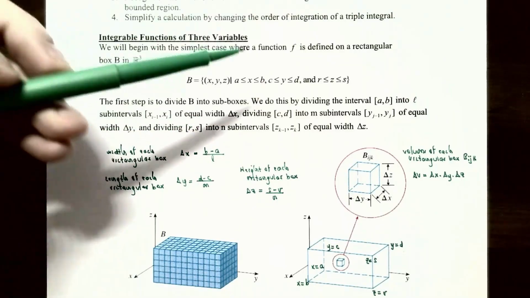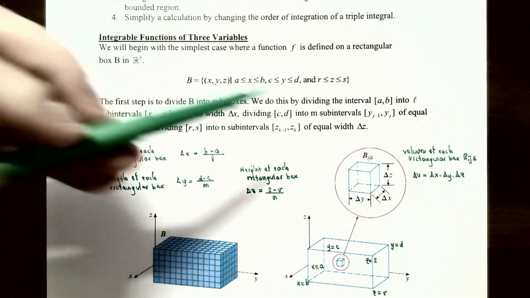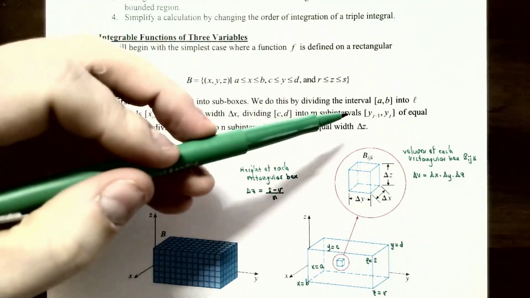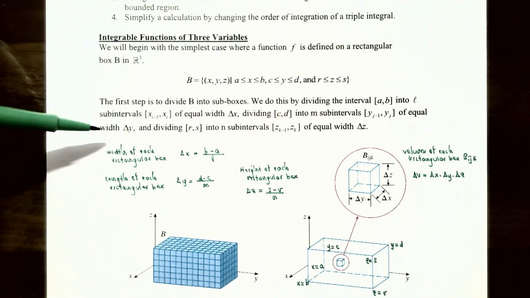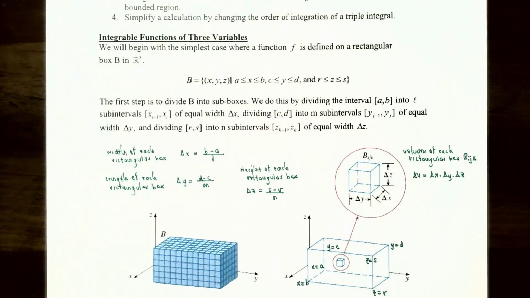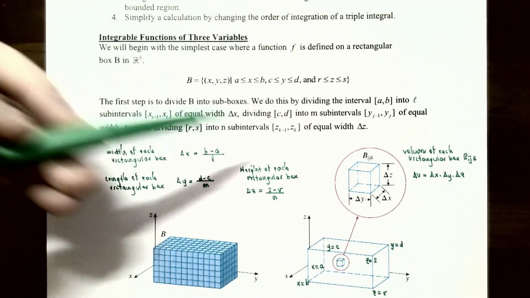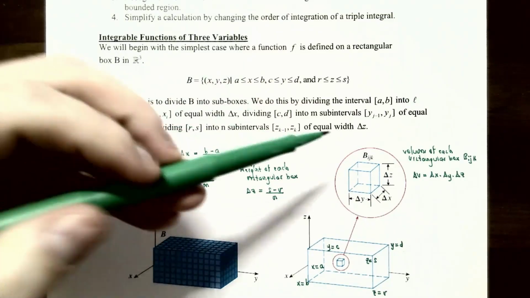We'll take the closed interval for the y values between c and d. We'll partition that interval into m subintervals, which will consist of the intervals y sub j minus 1 to y sub j. Each of these subintervals will have equal width delta y. And then finally, we'll divide the interval for the z values between r and s into n subintervals of the form z sub k minus 1 to z sub k, and each of these subintervals will have equal width delta z.